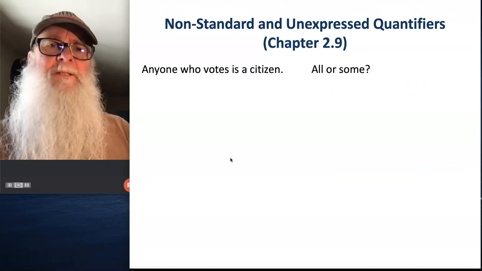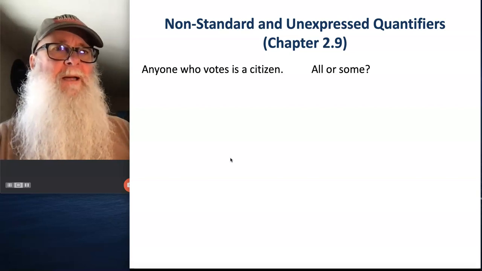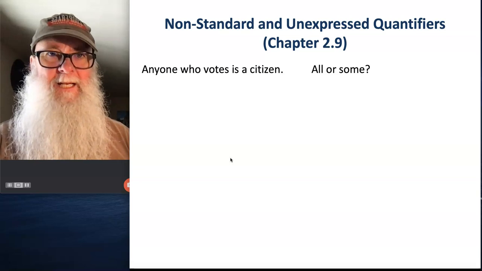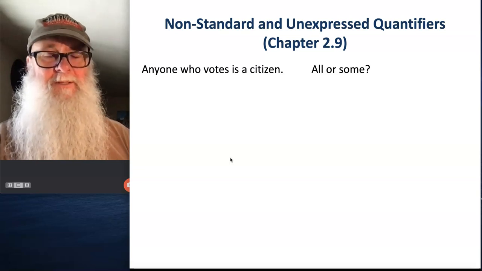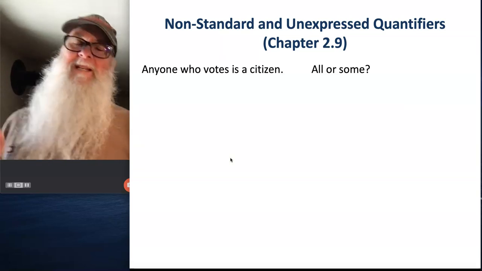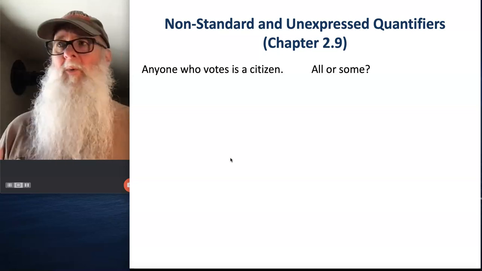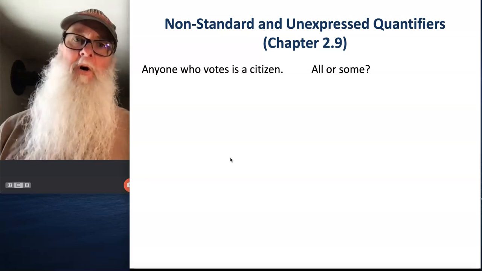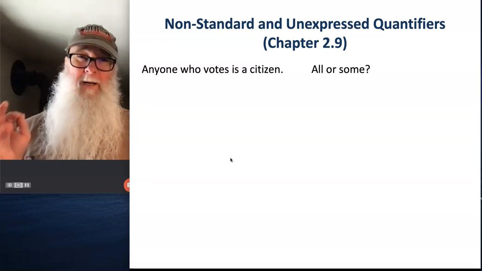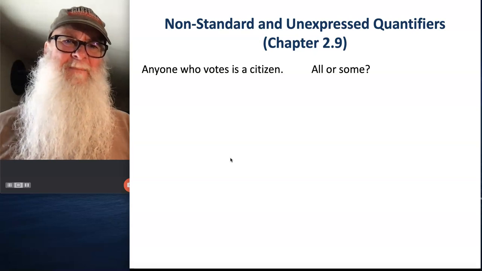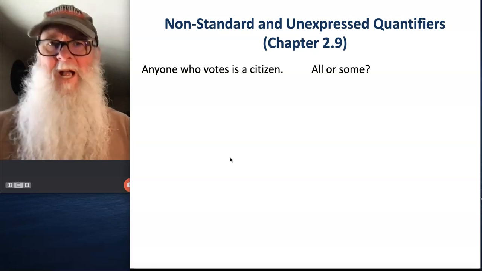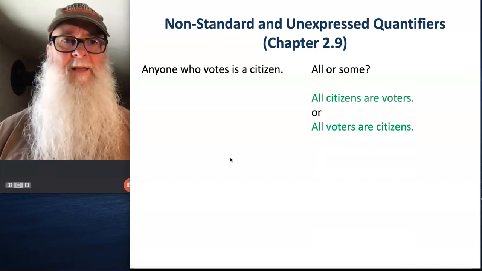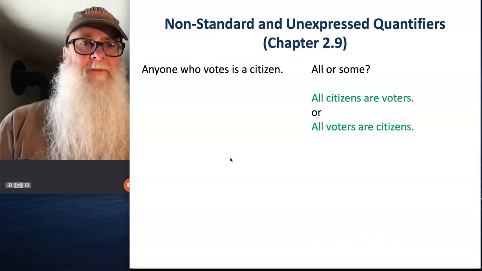Now, what about a statement like this? Anyone who votes is a citizen. Is that telling us about all of something or just some of something? Okay, when we encounter words like anyone or everyone, anytime, every time, we're talking about all. Now, a challenge may come up. Is this telling me something about all voters or all citizens? When we're not clear about that at the beginning, maybe we just create both versions, right? All citizens are voters or all voters are citizens.